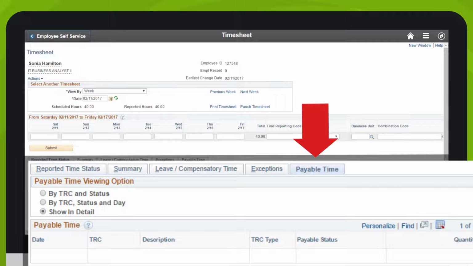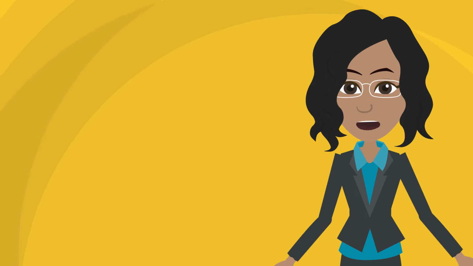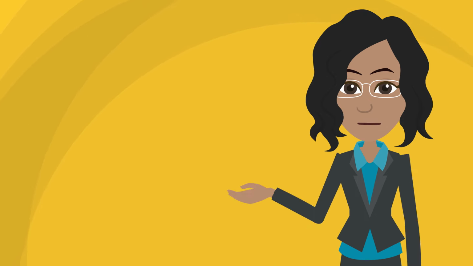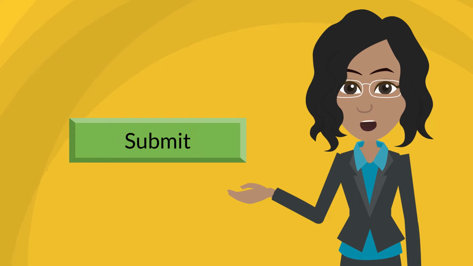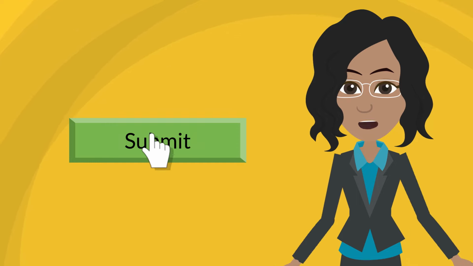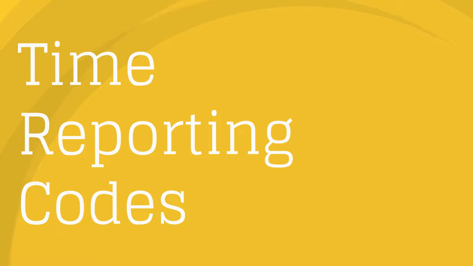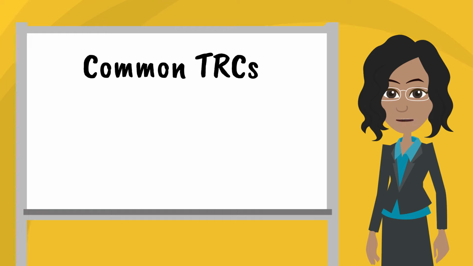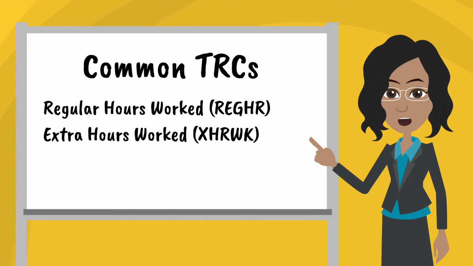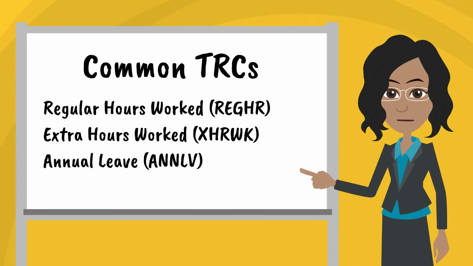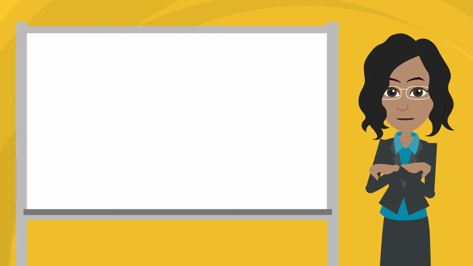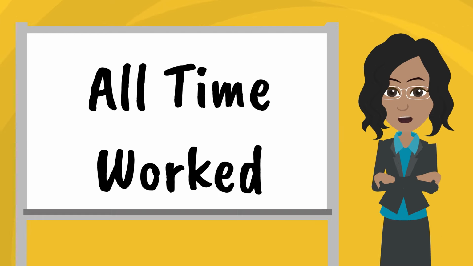As often as possible, but at a minimum once a week, you will log into Share, enter your hours under the correct TRC, and submit your time. Time Reporting Codes, or TRCs, are the earning codes used to identify the type of time you can report. Examples include regular hours, extra hours, annual leave, and sick leave. You must use a TRC for the time that you report in Share.